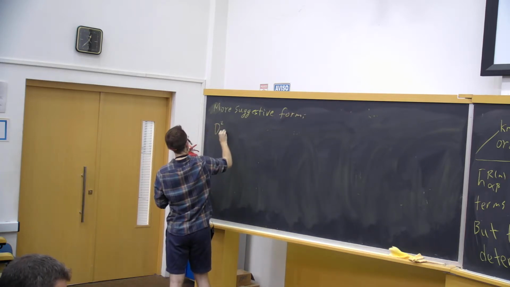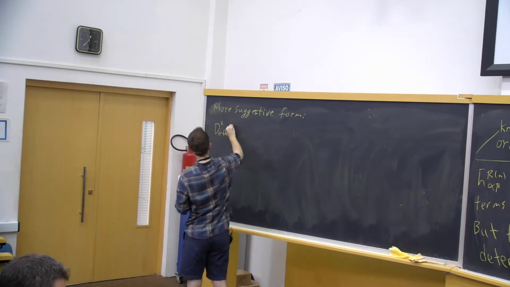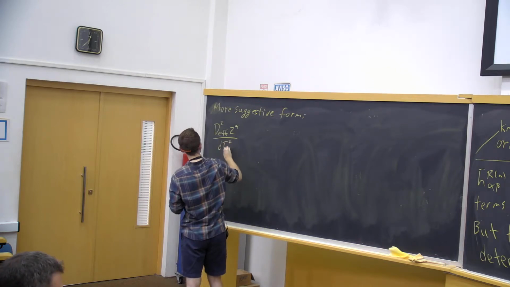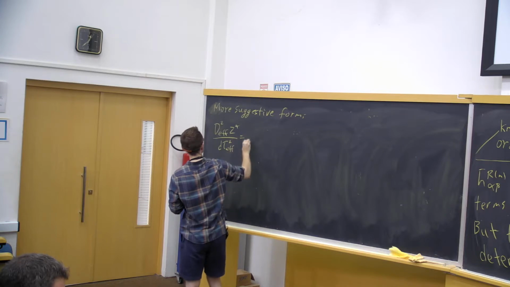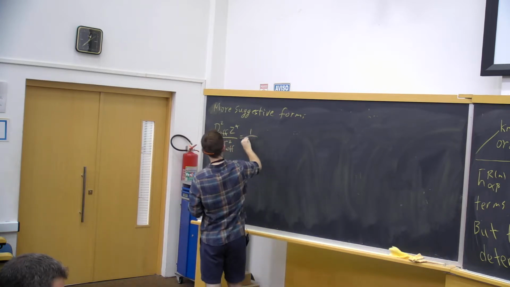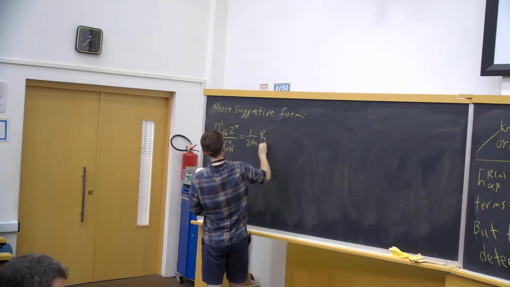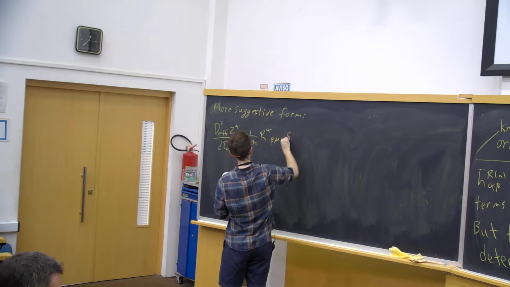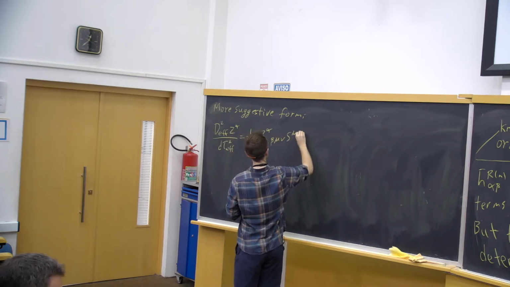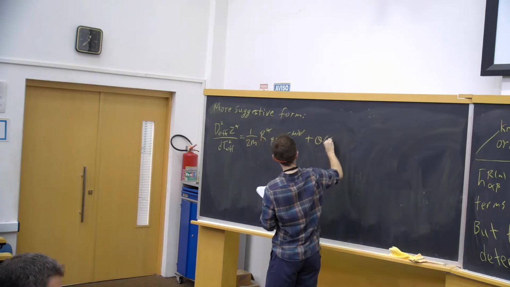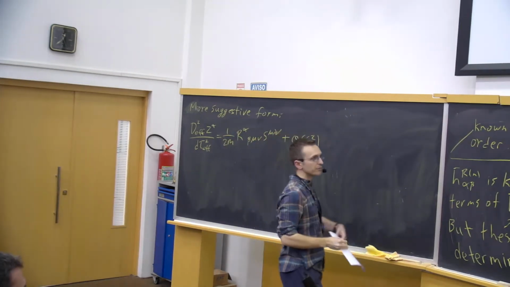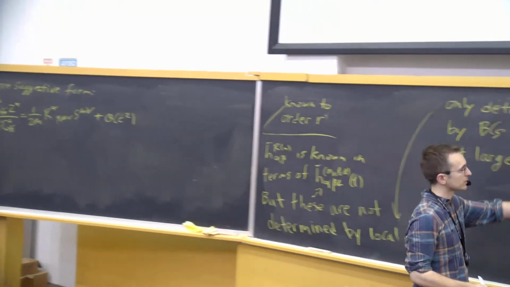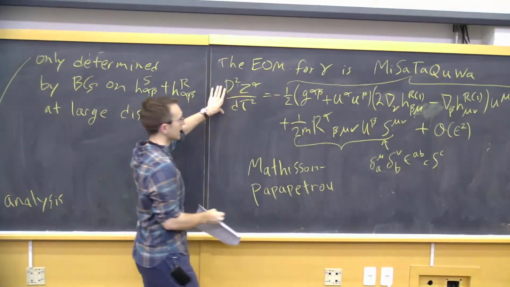D squared effective, acting on z alpha, d tau squared effective is equal to 1 over 2m R alpha beta mu nu S mu nu plus order epsilon squared. So here I'm just rewriting the first order equation of motion there. And what I've done is taken these terms involving h R and packaged them into the left-hand side.